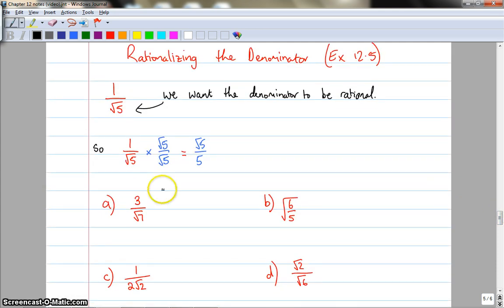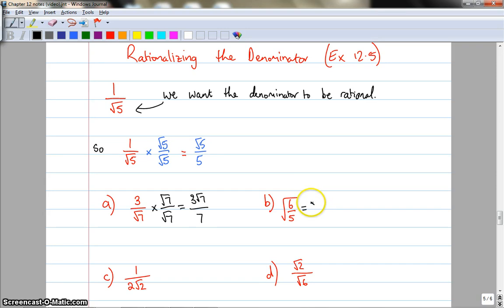Okay, let's try 3 on root 7. That root 7 is the thing that I'm most concerned with, so I multiply by root 7 on root 7, and that means that the top will be 3 root 7, and the bottom will be 7 times root 7 times root 7, which is just 7. So the answer is 3 root 7 on 7. I can't cancel down, and that's all I leave it as. Okay, let's have a look at the next one.